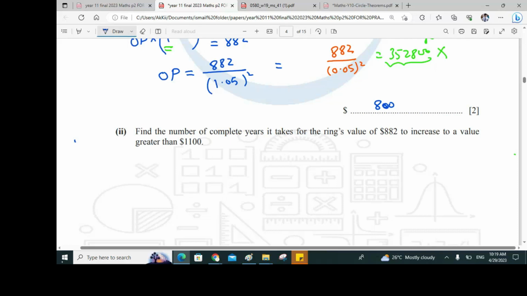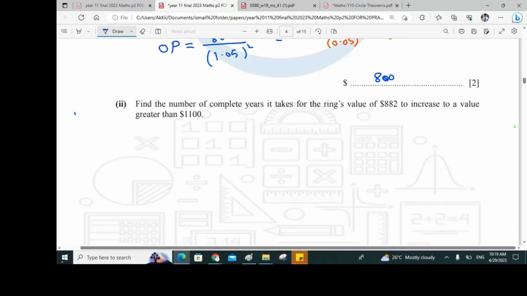Okay, find the number of complete years it takes for the ring's value 882 to increase to a value greater than 1100. So what I need to do is find the number of complete years it takes for the ring to increase the value. Okay, what is happening, you have to tell the number of complete years. Okay, and the value increases from 882 to a value of greater than 1100.